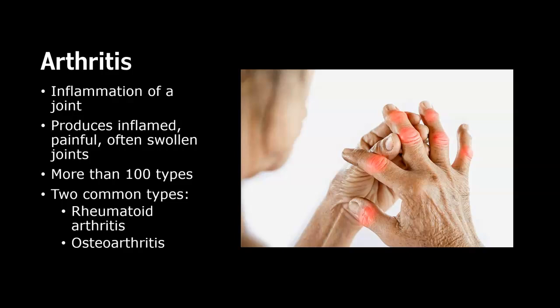Next, we have arthritis. Arthritis is a very common condition. There's different types. You could be born with a genetic condition such as rheumatoid arthritis. You might develop different types of arthritis as you get older due to use of your joints. But basically, arthritis is going to be inflammation of the joints. It's going to produce inflamed, painful, and often swollen joints. And of course, there are more than 100 different types. There's many different types of arthritis here.